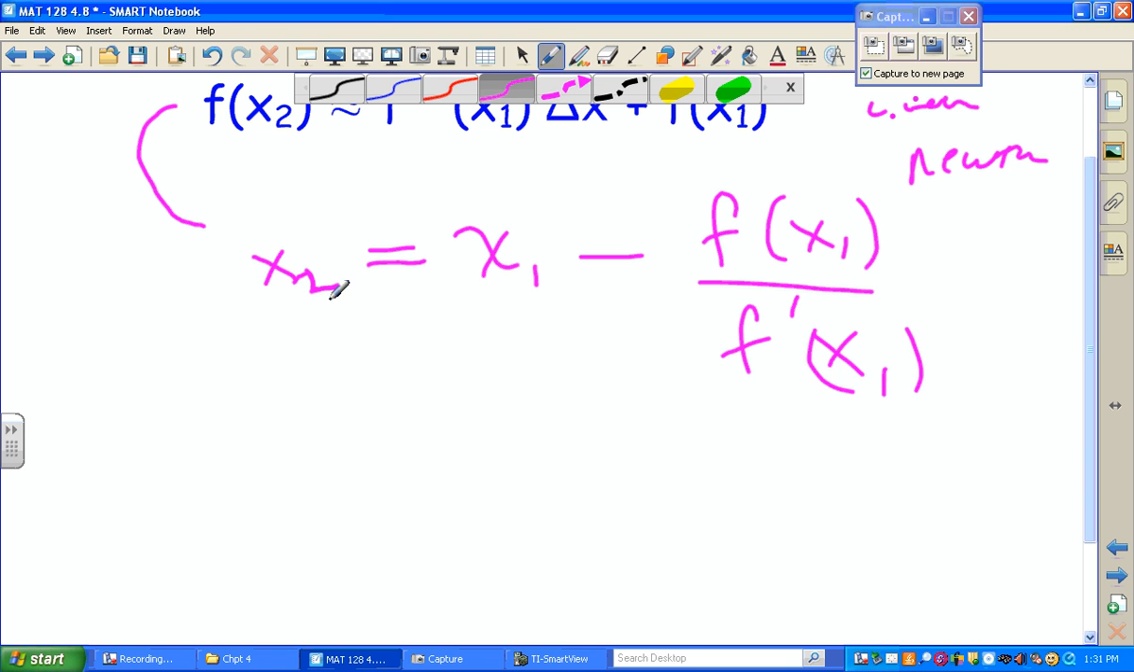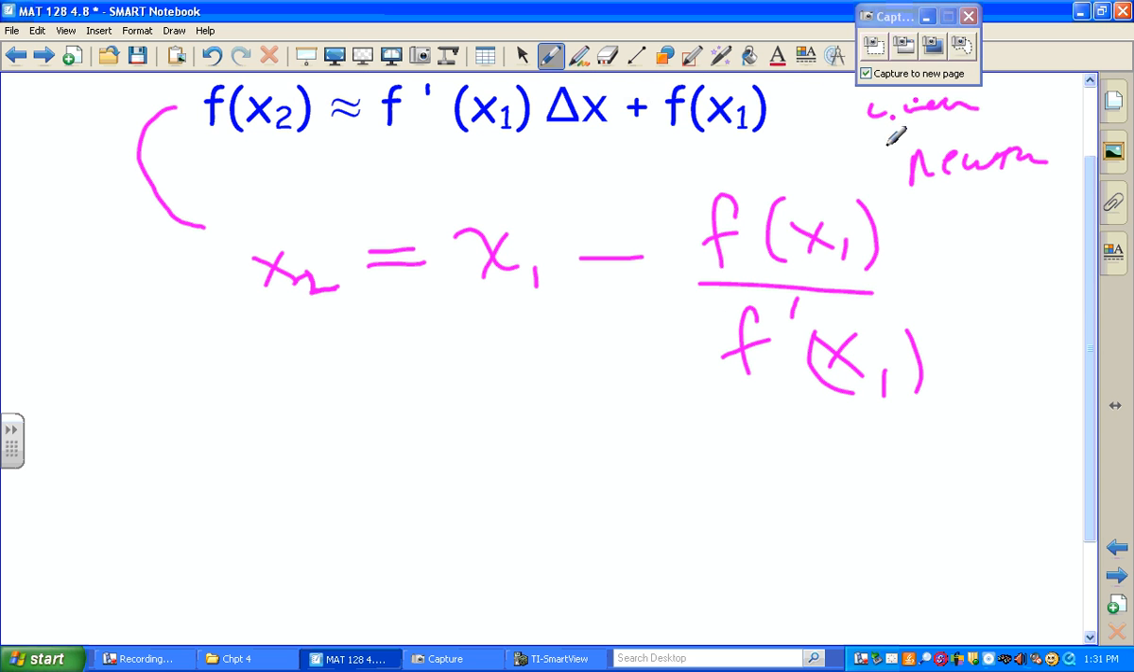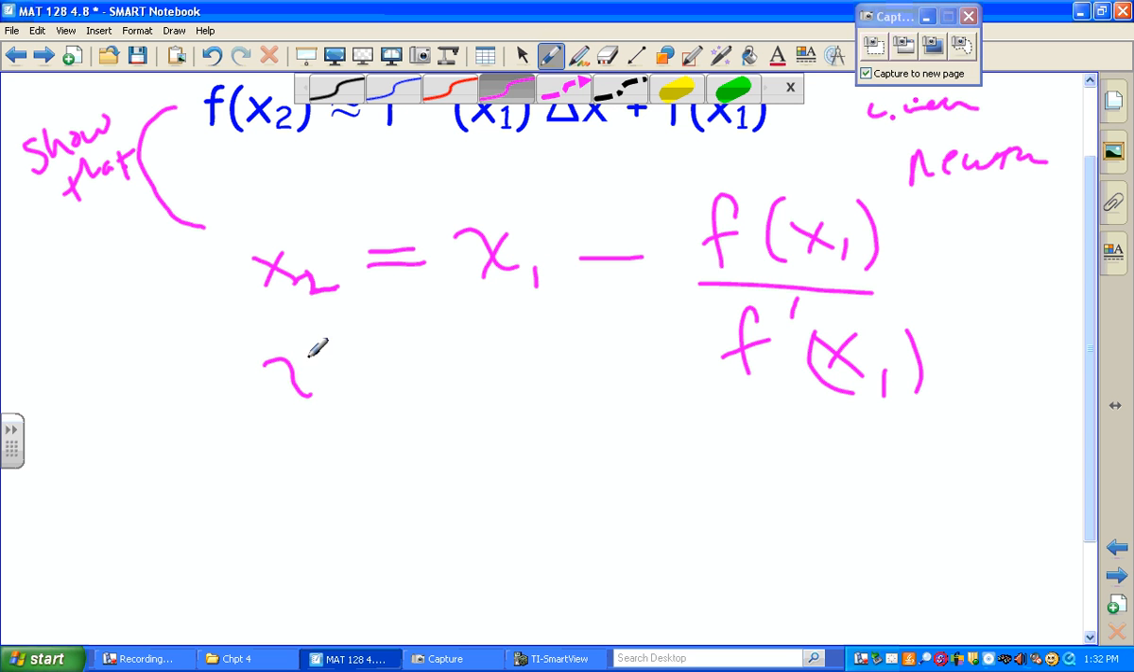If I multiply everything by the derivative of x1, this would be under a test question labeled show that. If you see the directions that say show that, that's like the work you have. You have the question, you have the answer, and you fill in the in-between. Does that make sense? Anyway, if I multiply everything by the derivative, I end up with x sub 2 times f prime of x1.